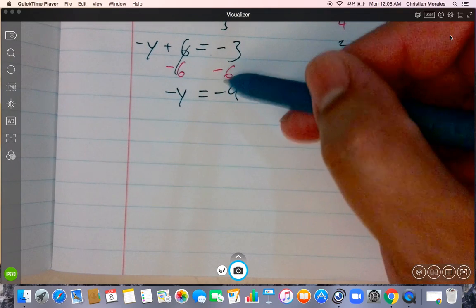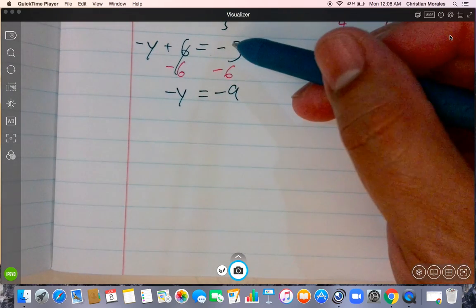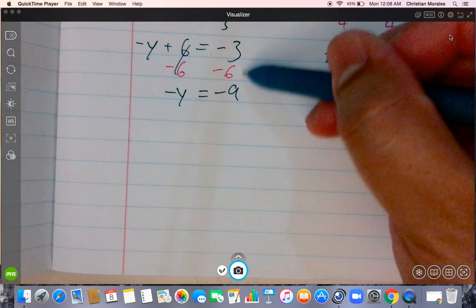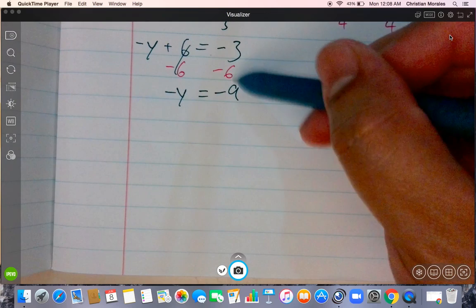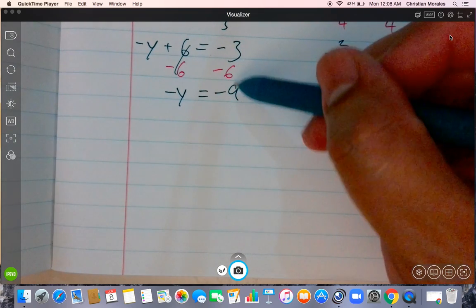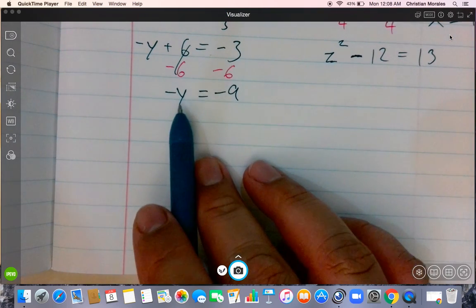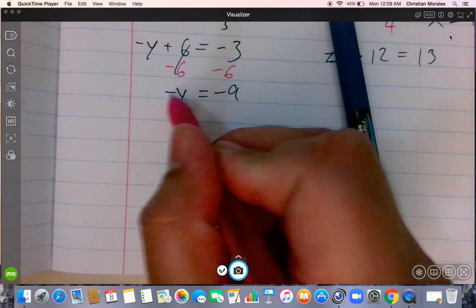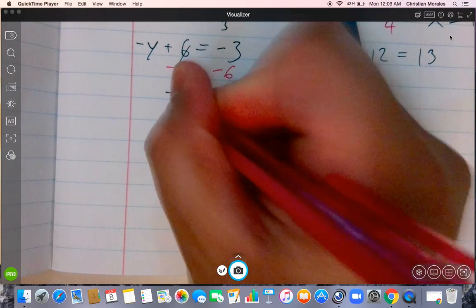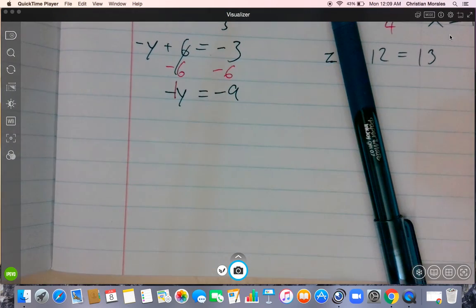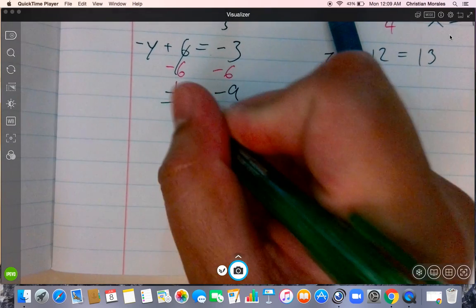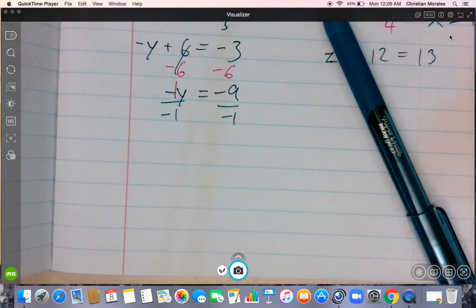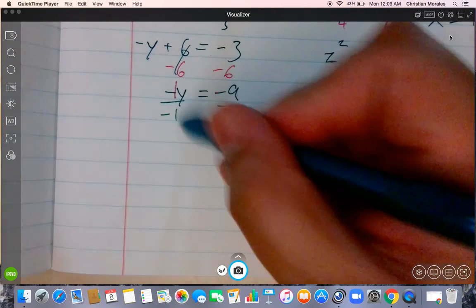The way you can treat negatives is, think about a negative like you're going into debt. You owe $3 and then you owe another $6. How much do you owe in total? You owe $9. So debt is always in negatives. Now, you have a negative y though. The way we treat this is this negative y is really a negative 1 times y. So we want to get rid of that negative 1 because it is multiplying. So we're going to divide both sides by negative 1. This will cancel out the negative signs.